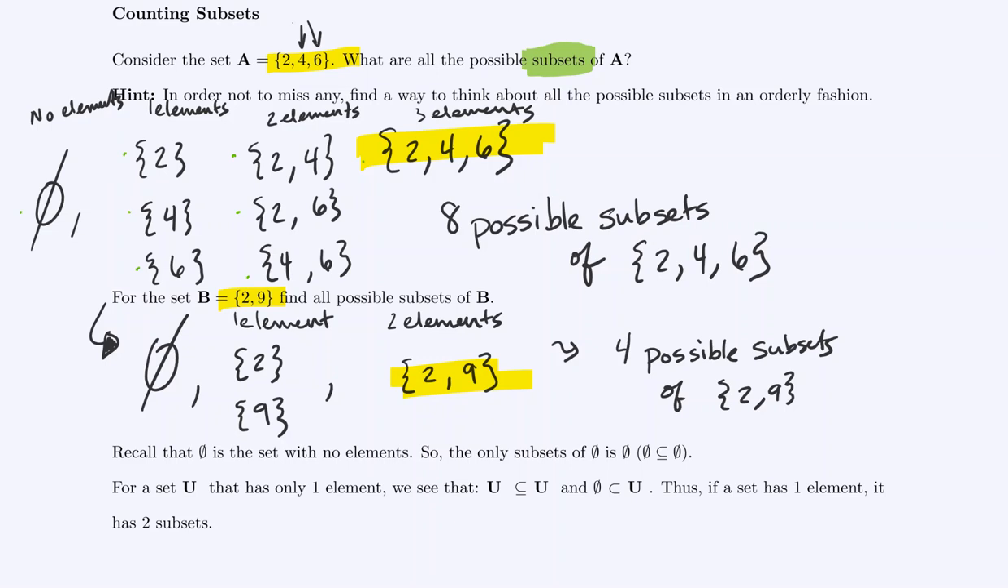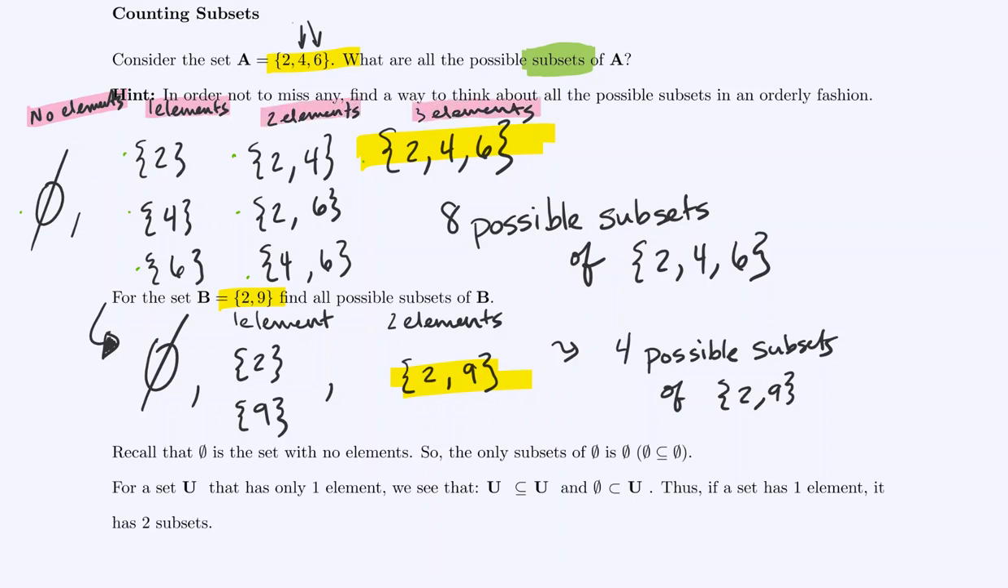So let's just review what we talked about during our last class. In our last class, we worked on the idea of finding, for a given set, all the possible subsets. And we talked about how, when we're finding all possibilities, it's helpful to go about things in an orderly fashion. That way we don't miss any of the possible subsets.